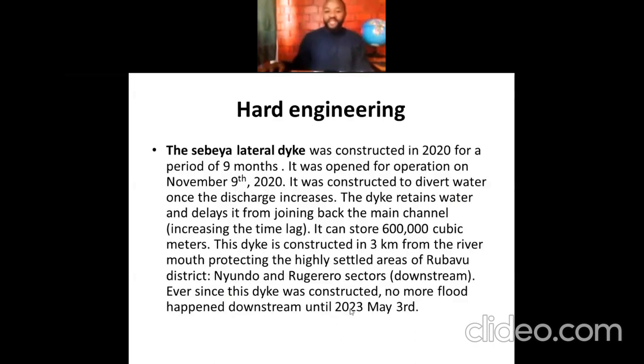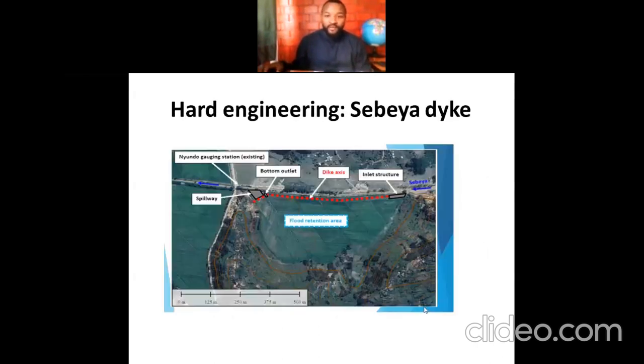I'm saying until May 3rd, 2023, because on this day, there was a very deadly and catastrophic flood on this river, as you are going to see later in the assessment. So that's where this dike failed. So this is the map of the dike.